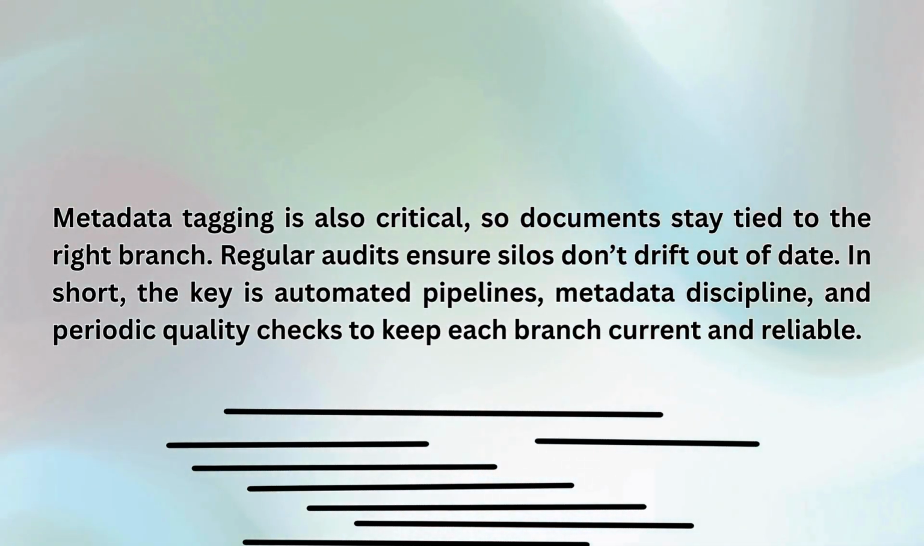Metadata tagging is also critical, so documents stay tied to the right branch. Regular audits ensure silos don't drift out of date. In short, the key is automated pipelines, metadata discipline, and periodic quality checks to keep each branch current and reliable.